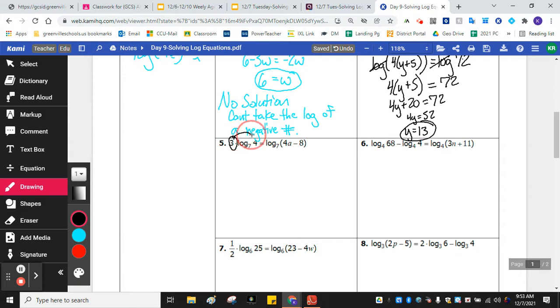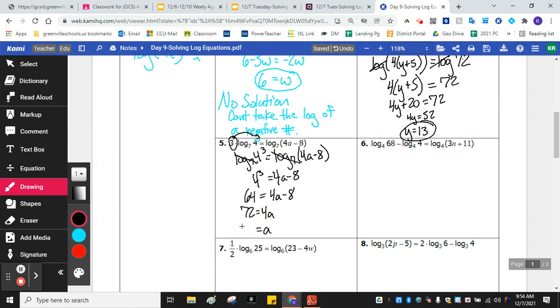So 3 goes up to the top. So log base 7 of 4 to the third equals log base 7 of 4a minus 8. They're both log base 7, which will do the same thing to these numbers. So 4 to the third equals 4a minus 8. And that's what you're solving. 4 to the third is 64. 64 equals 4a minus 8. Add over 8. I get 72. Divide over by 4.